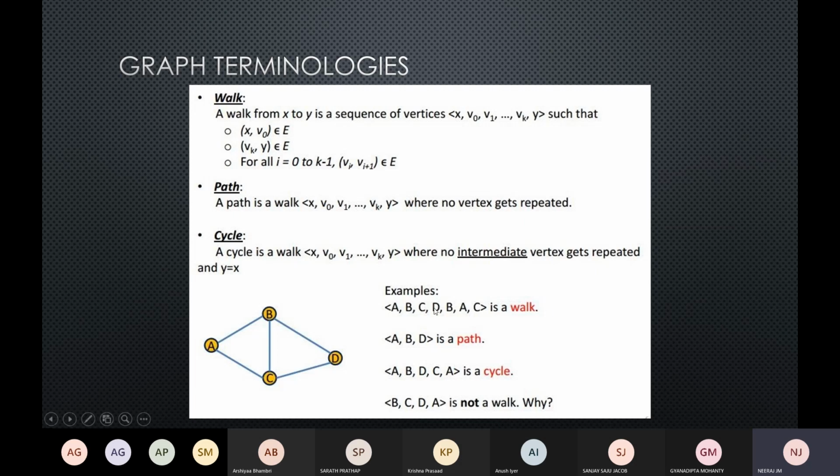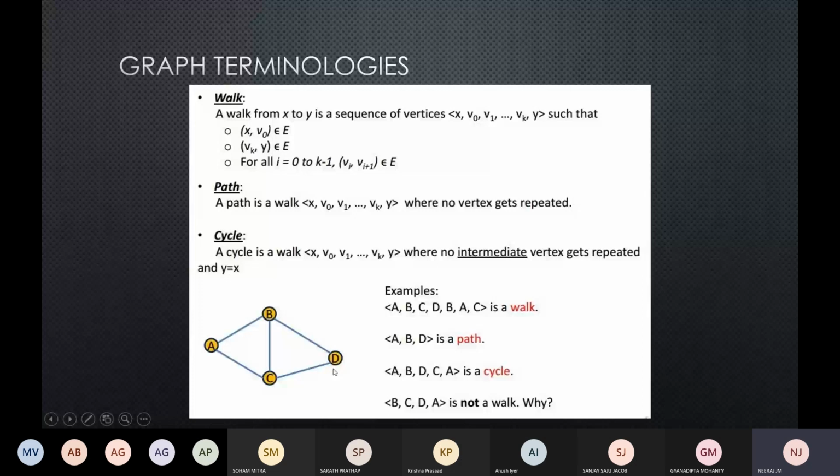Basically, as you can see, A, B, C, D, D, B, A, C. This is getting repeated, so this cannot be called a path. A path should be connected as well. You can take A, B, it's not that issue. So you can take any one of them, but it should not be repeated. So A, B, C, D, that's also a path. A, B, D is also a path, and A, B, D, C is also a path. But A, B, D, C, B is not a path.